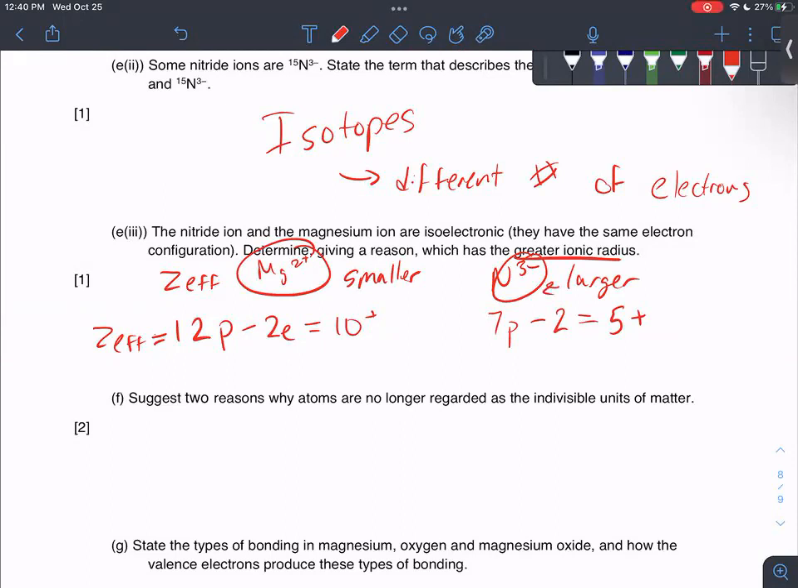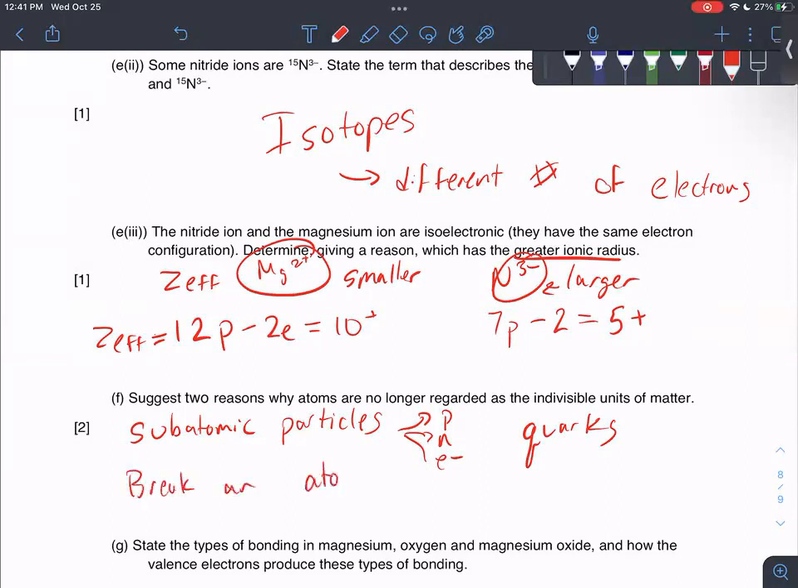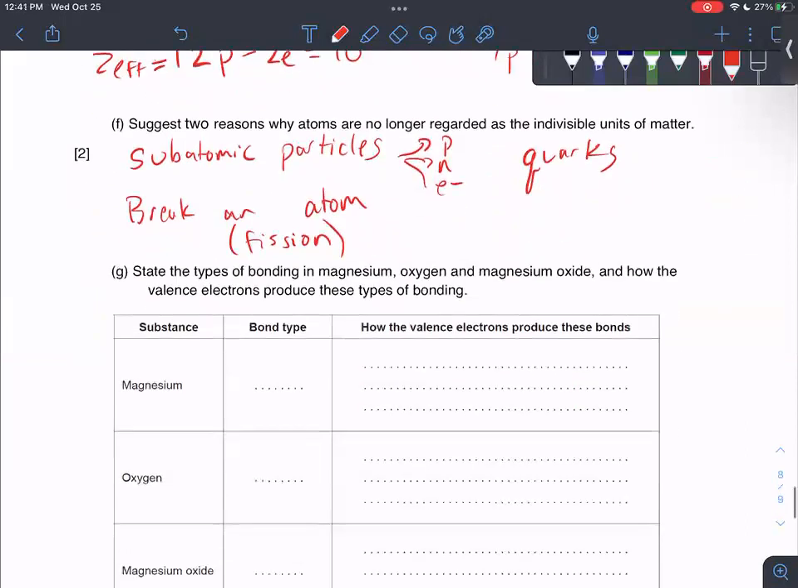So just 2 reasons why atoms are no longer regarded as indivisible units of matter. There's a million reasons. One, we have subatomic particles, which gives us 3 reasons: protons, neutrons, electrons. We also have subatomic particles that are smaller. We've got quarks. Literally, you can name any of them, and that will explain it. We also can break an atom, also known as fission. There's like a million reasons, they all work.